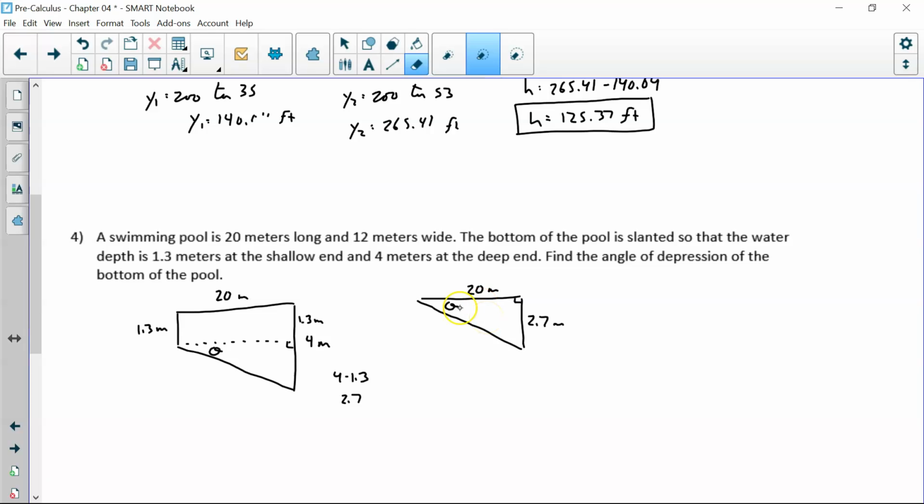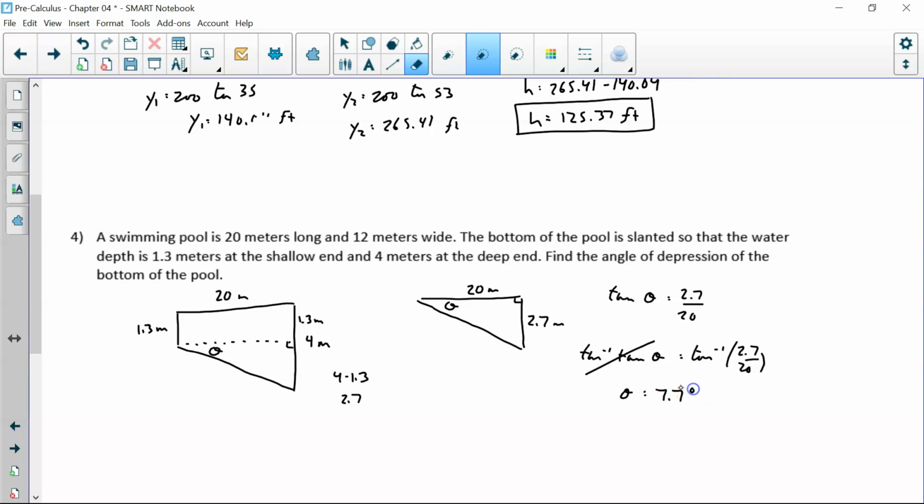So now we just want to find the angle. We don't have the hypotenuse or care about the hypotenuse. So we're going to use tangent. The tangent of theta equals opposite over adjacent, 2.7 over 20. Now to find the angle measure, we have to use the inverse tangent. So we're going to take the tangent inverse of both sides, or the arctangent of both sides. We get theta equals the arctangent of 2.7 over 20, which is 7.7. Make sure you're in degrees. 7.7 degrees. There's our angle of depression.